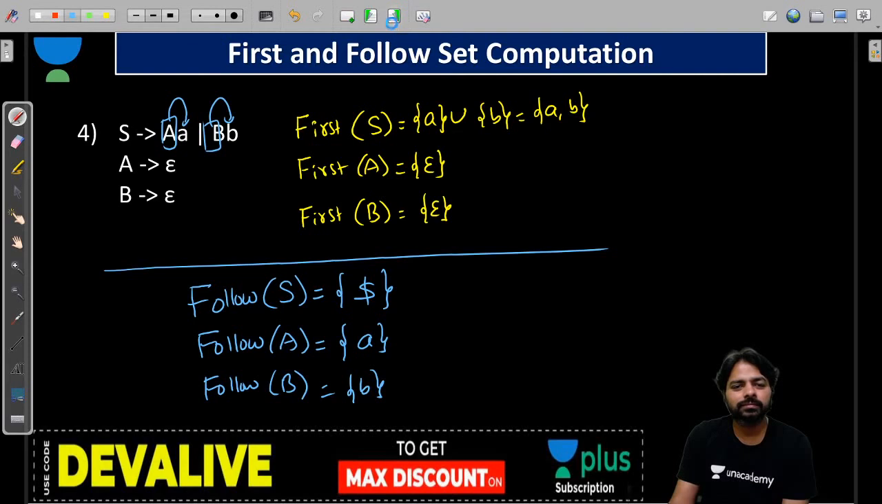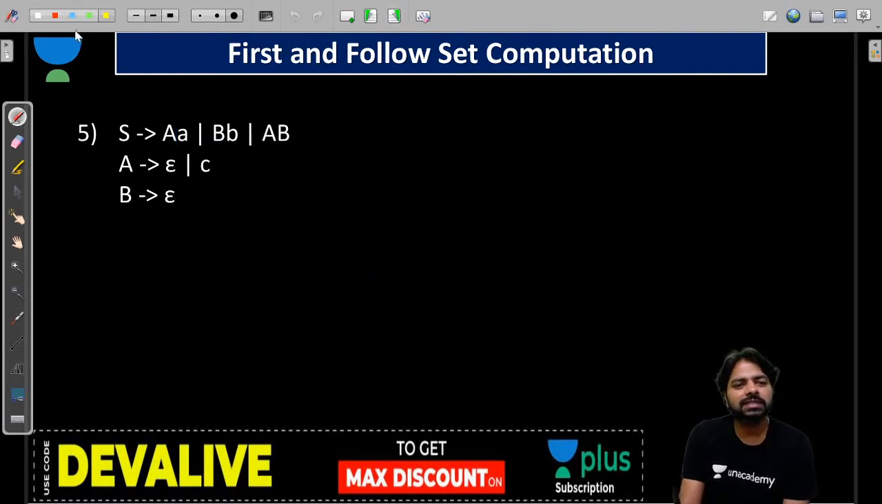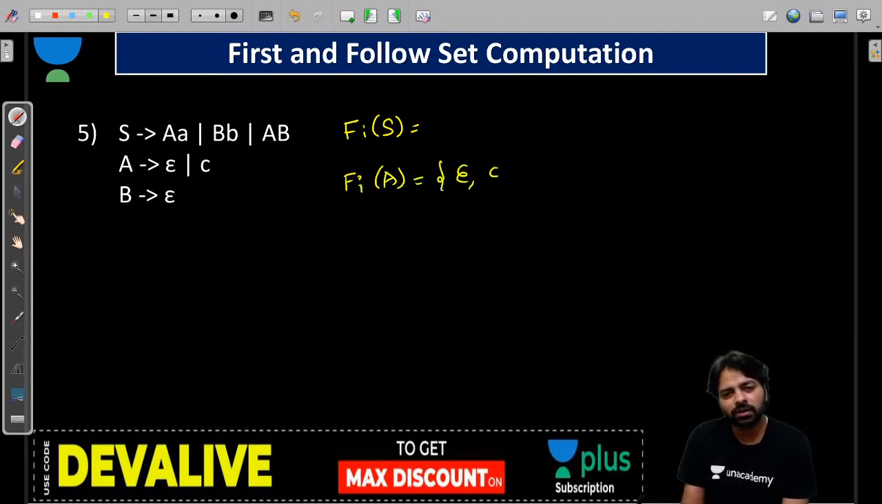Yeah. Now similarly, let's practice quickly, guys. What is the first of S? It is very difficult, so before that, first calculate first of A, that's better. Epsilon comma C. First of capital B is just epsilon.